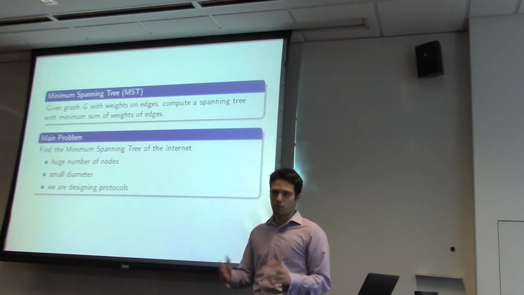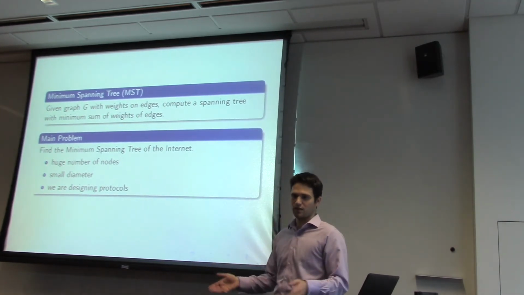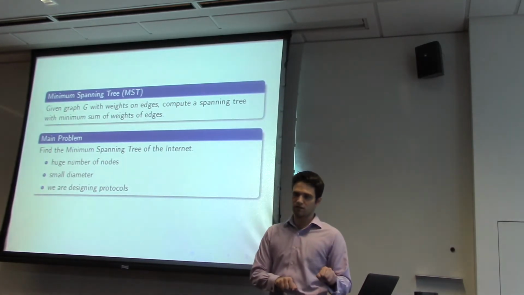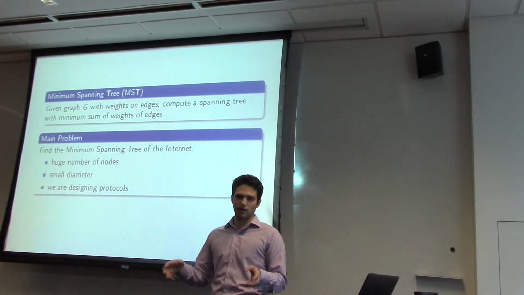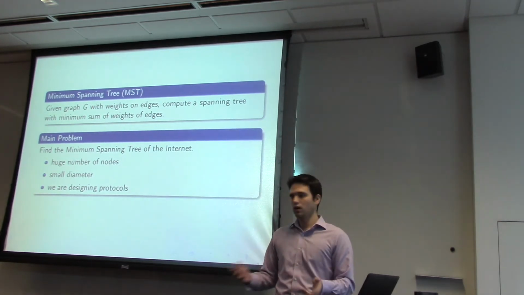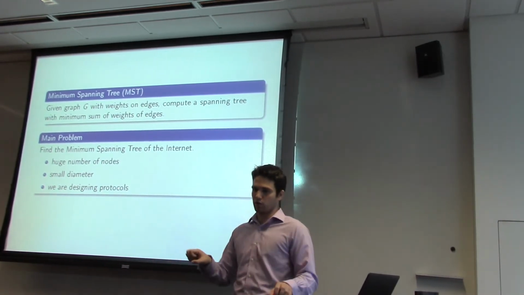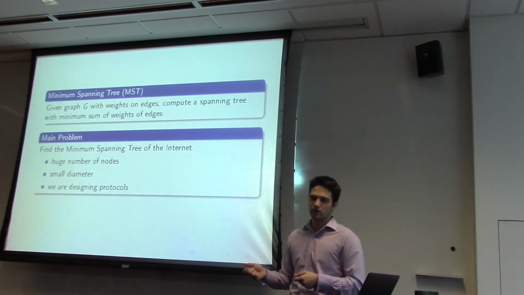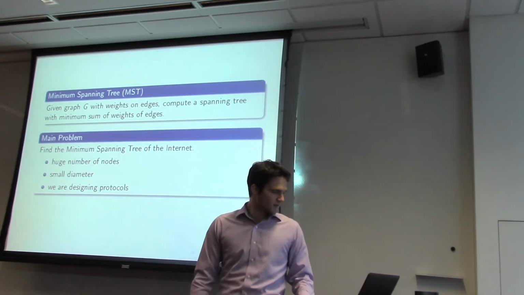And the main problem we're dealing with today is find the minimum spanning tree of the internet. That's the easiest way to put it. So you have a huge number of computers on the internet. All of them can compute something. The diameter of the internet is fairly small. It has a logarithmic tree structure, so the diameter is kind of logarithmic. And we're in the business of designing protocols. So these are computers. Nobody knows the entire topology, and you want to make them communicate efficiently in a small number of time to compute something.